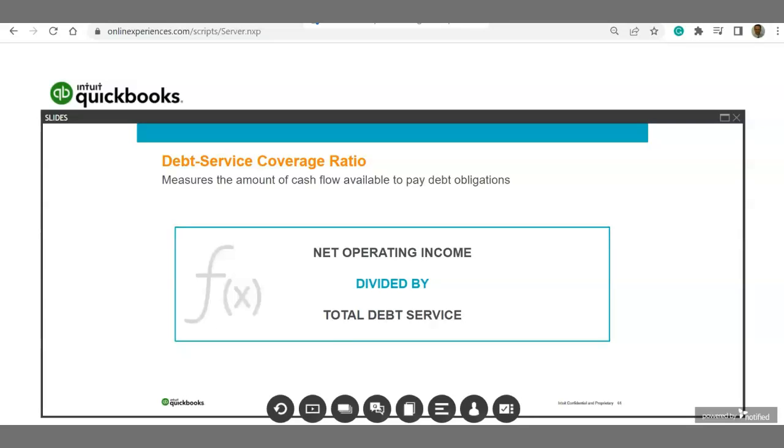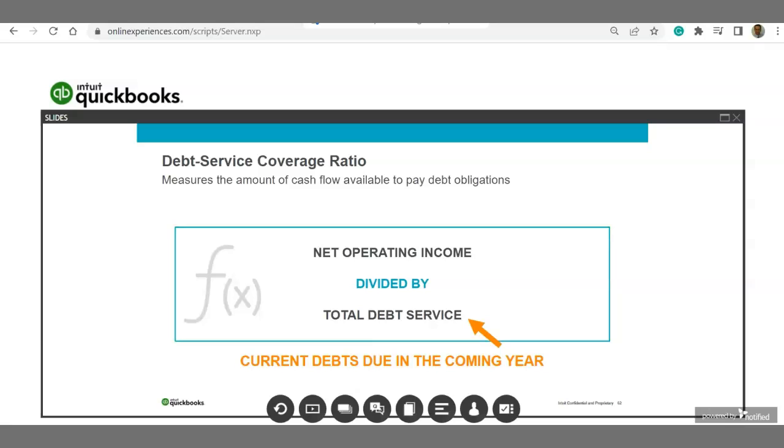Okay, our next ratio is another solvency ratio, and it is called the debt service coverage ratio. And this measures the amount of cash flow available to pay the debt, the obligations. Now, debt service coverage is calculated as the net operating income divided by the total debt service. And total debt service is the current debt that's due in the coming year, right?